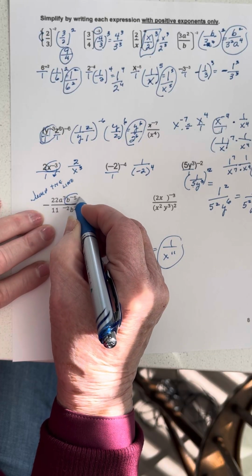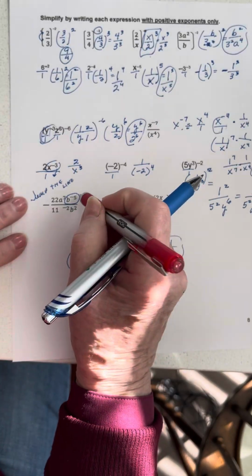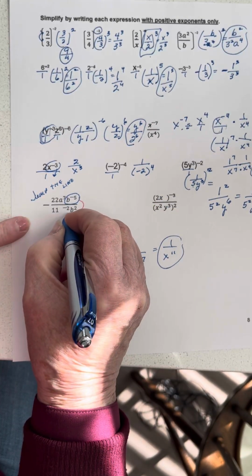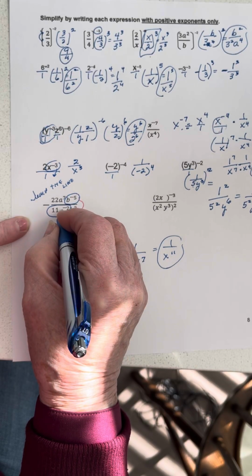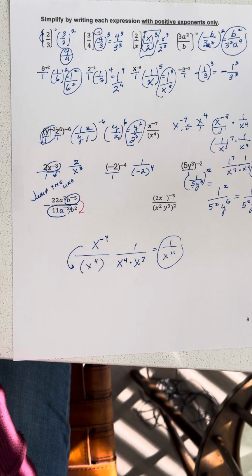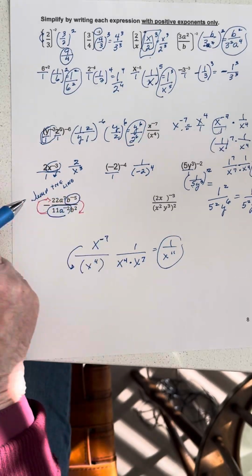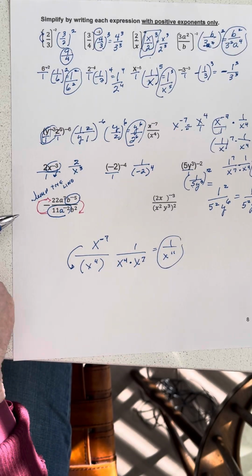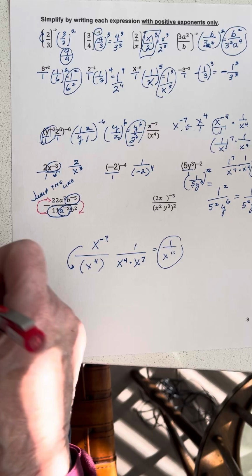I see a negative exponent, so what I'm going to do with that is jump it down to the bottom. I have 11. I think there's supposed to be maybe an A in here, and it's not in there. And I'm going to jump this up to the top. This is what's going up to the top. Sorry about that.